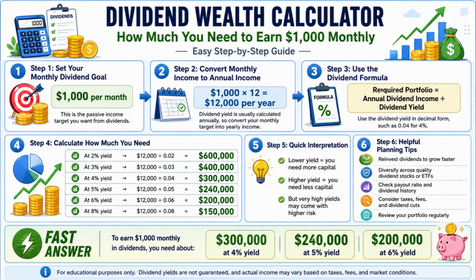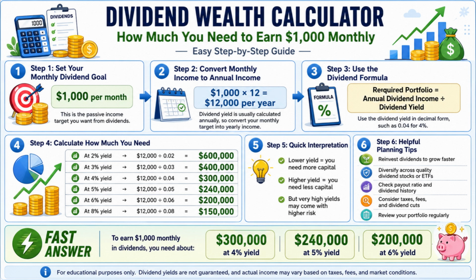At a 2% yield, $12,000 divided by 0.02 equals $600,000. On the other hand, at a 3% yield, you would need $400,000. Then, at a 4% yield, $12,000 divided by 0.04 equals $300,000. Whereas at a 5% yield, the required portfolio becomes $240,000. Similarly, at a 6% yield, you would need around $200,000. And at an 8% yield, the required amount becomes $150,000.